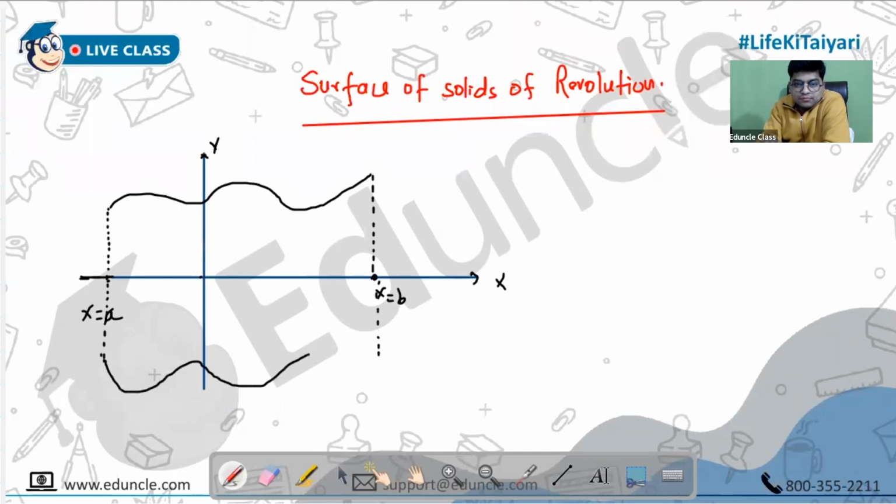Similarly, the mirror image. This kind of surface you will create, and if you see it in 3 dimensions, you will have this kind of surface. Okay.